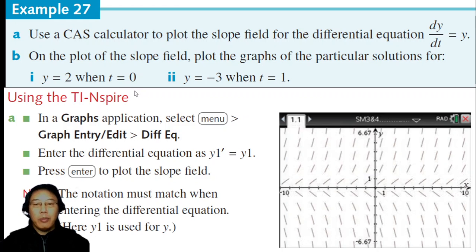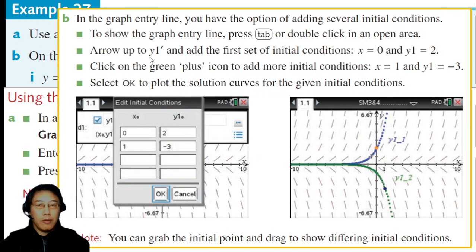Alright, we do part B. To do part B here, you go back to the graph entry line by pressing tab. As you arrow up to y1 dash, you can enter your initial conditions.